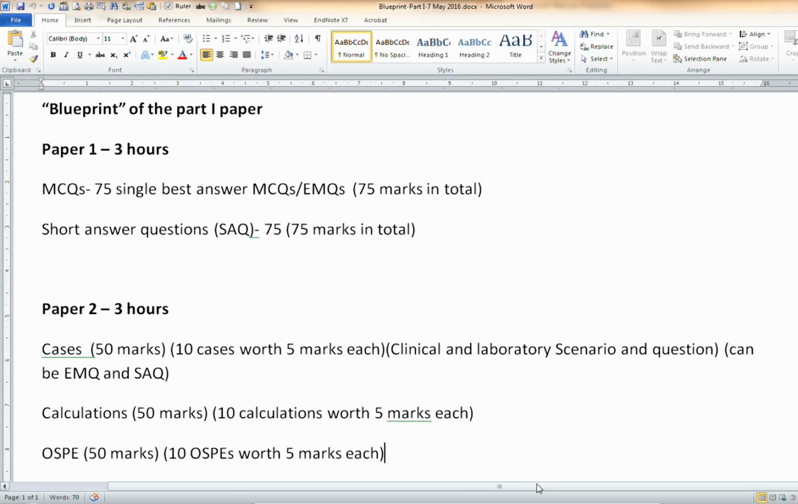2 papers, each with 3 hours. MCQs and short answer questions, so largely theoretical questions in the first paper. And paper 2 is more practical application because there are cases, there are calculations, and there are OSPEs.